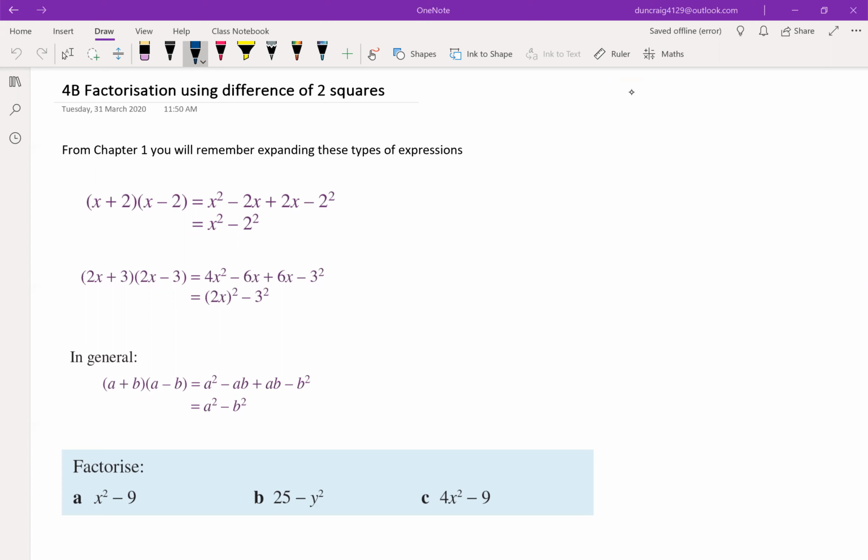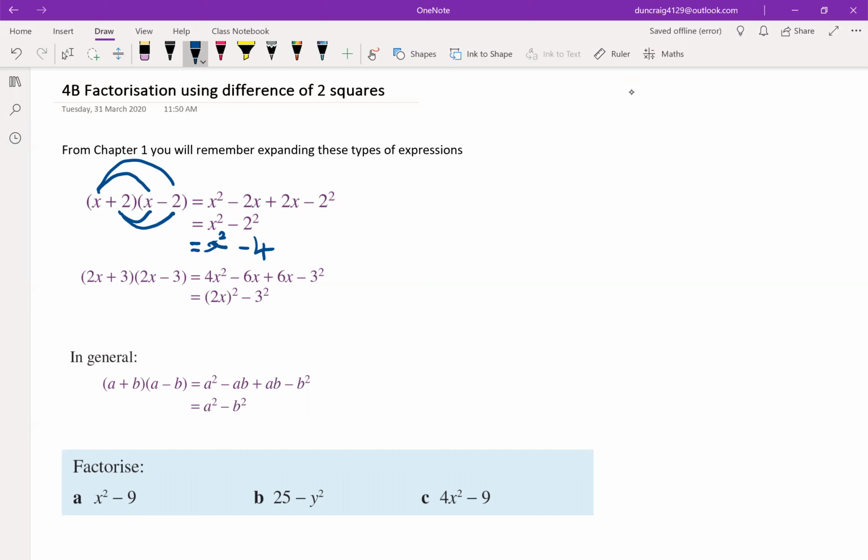In this first example, we've got x plus 2 multiplied by x take 2. When you do the x times x, that gives you the x squared. When you do the x take 2, it gives you the minus 2x. 2 times x is positive 2x, and 2 times negative 2 is minus 2 squared, which is 4. So that's just going to be x squared take 4. And the second one, much the same way.